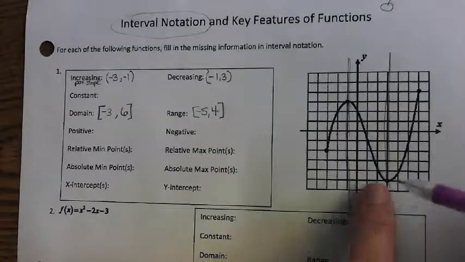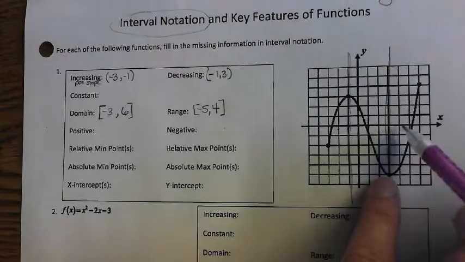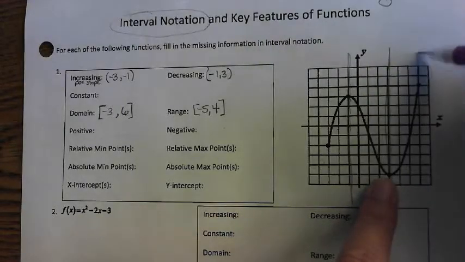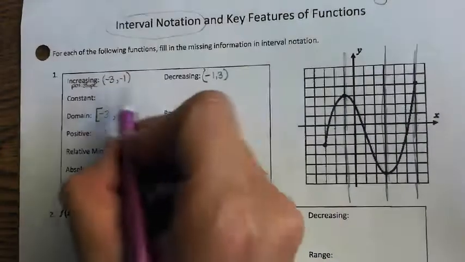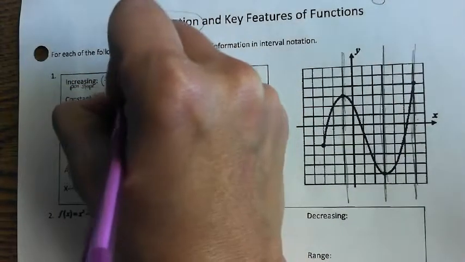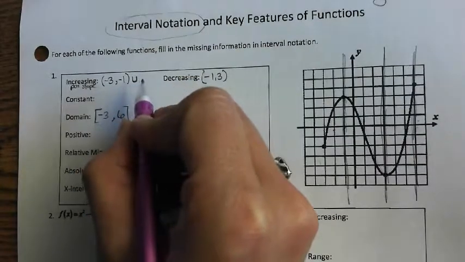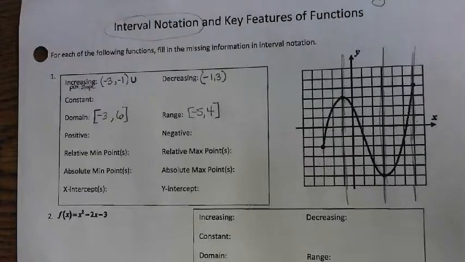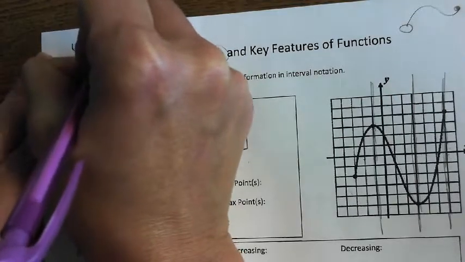And then from 3 up until the end, it's increasing again. So that's at 3, 4, 5, 6. So from 3 to 6, in this interval, it's increasing again. So I go back to my increasing, and I use a union symbol. Have we done the union symbol in here? Okay. So anytime there's two different sections where something is occurring, we kind of adjoin the two of them with a union symbol. So write that at the top. Union.